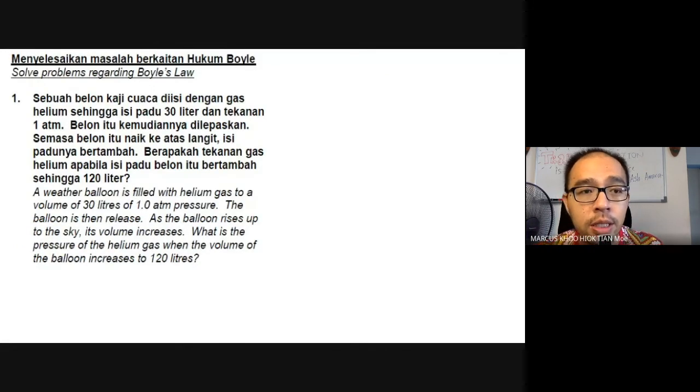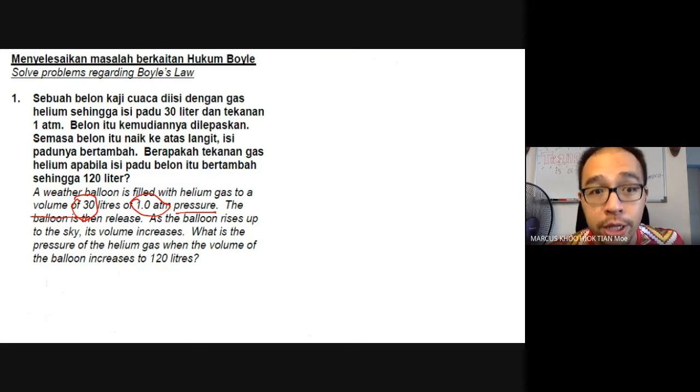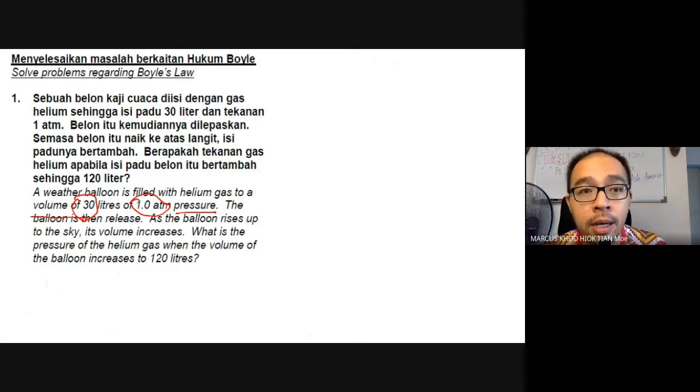The first question: a weather balloon is filled with helium gas to a volume of 30 liters at 1 atmospheric pressure. Now, you haven't learned this yet because this is in Form 5, but there are many, many different units for pressure. The good thing about the gas laws is that the units don't matter until the end of the question. I'm going to explain why in a little while.